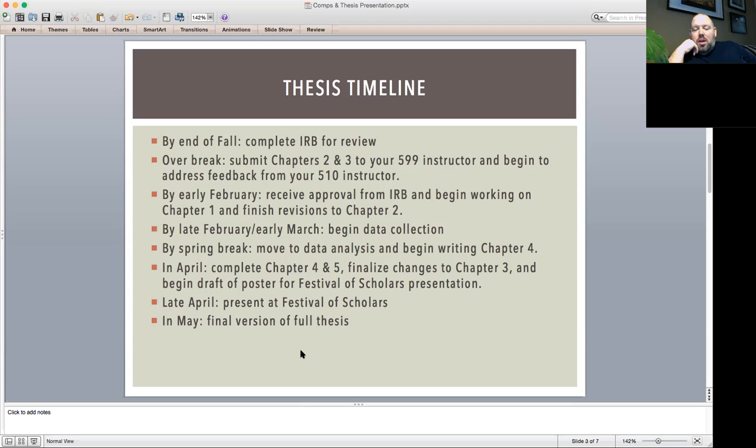By early February, hopefully folks will have already received approval from IRB, and you can begin working on chapter 1 and finish revisions to chapter 2. By late February, early March, beginning data collection. And again, if you have IRB approval, you could certainly start this earlier, right? So if you get IRB approval by the end of fall, you could start data collection in January without a problem. But I just know that sometimes things get delayed and things get held up, and so outlining by late February, early March, beginning data collection is important.